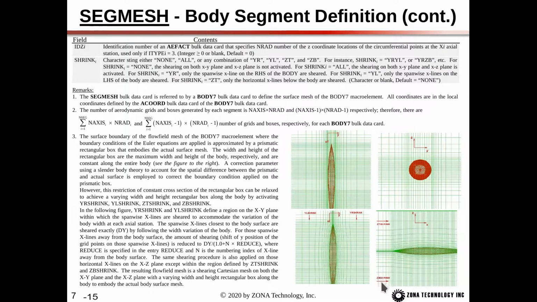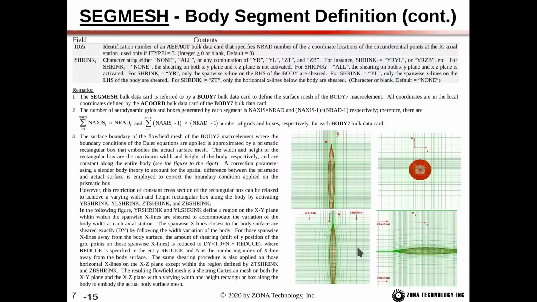So similarly, we have ZB shrink and ZT shrink. Outside of these values, the grid is not sheared. Within these values, the grid is sheared. So we can see that the grid is sheared on the right-hand side, the left-hand side, the top side, and the bottom side at every X station. So the shrink field was set to all for every axial station in this definition.